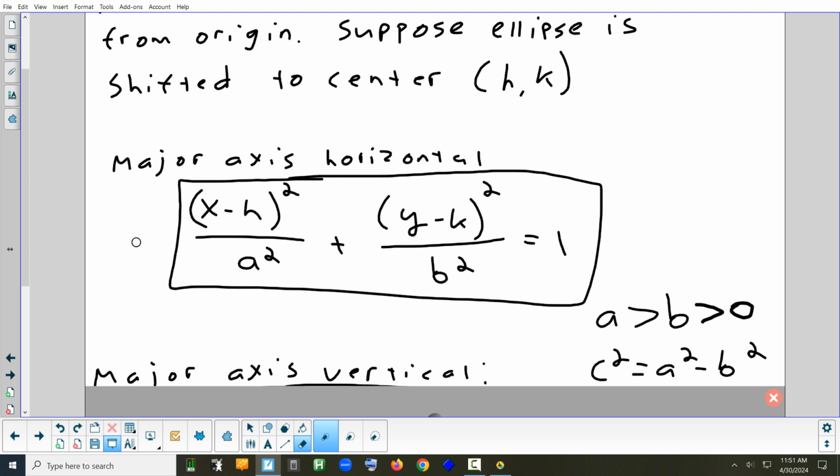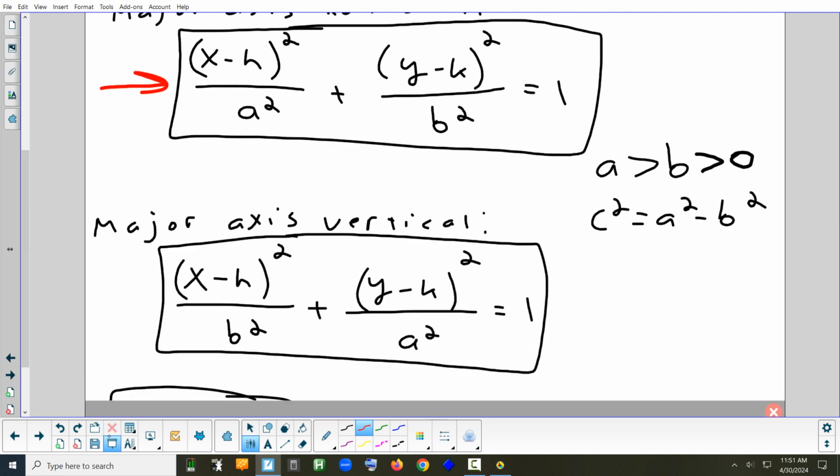What do you think would change in this formula to make the major axis vertical and still applying shifts to it? Are you still just switching a squared and b squared? You're still just switching the a squared and the b squared. Yep.